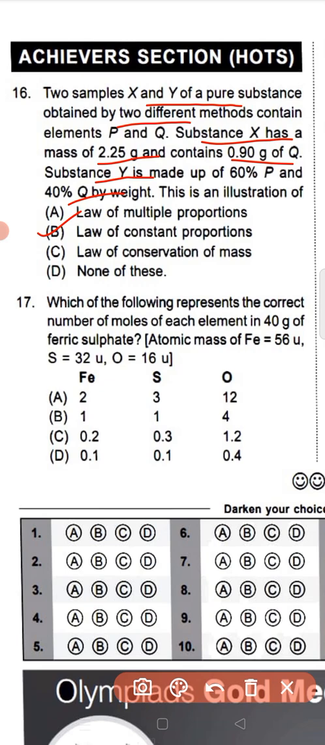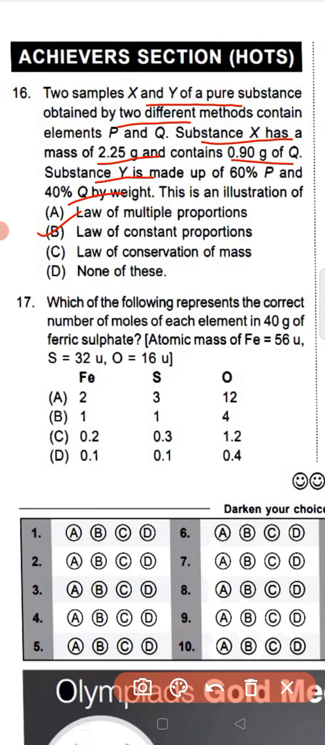Because constant proportion means, from wherever we get the compound, by whatever reaction it is formed, the mass ratio of the elements present in the compound will be fixed. So law of constant proportion will be the answer. 16B is the correct answer. Next, question number 17.